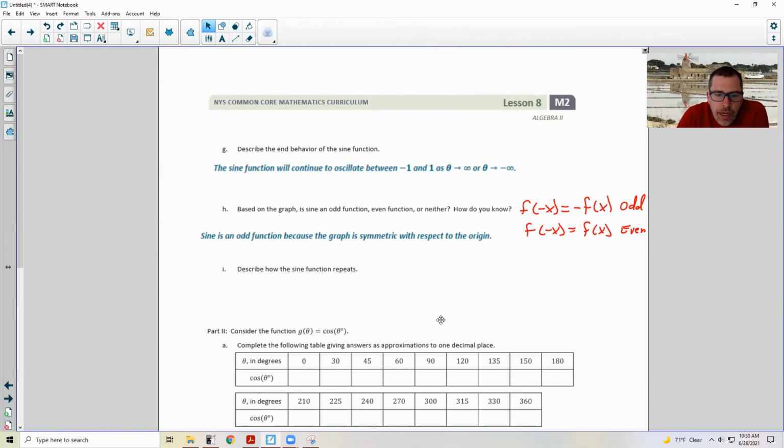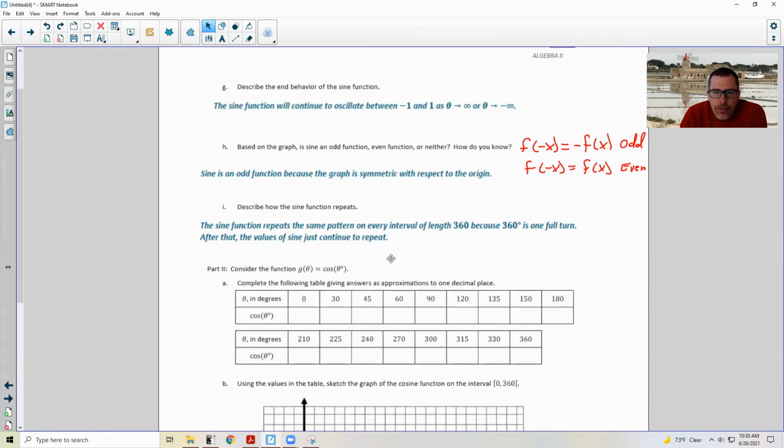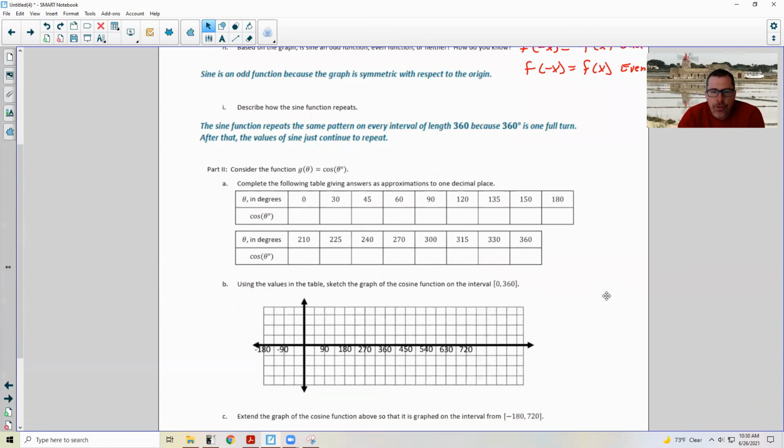I says, describe how the sine function repeats. Okay, the sine function repeats the same pattern on every interval of length 360 because 360 degrees is one full turn. After that, the values of sine just continue to repeat. All right. So it repeats every rotation of the circle.